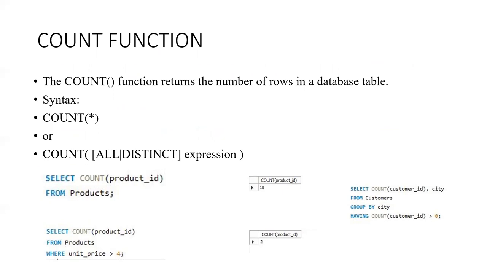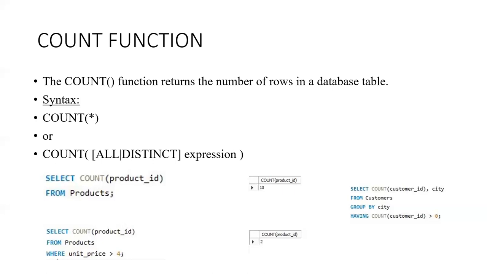So the syntax for count goes like, you can either write count of star or you write it as count of all distinct expressions. So count of star will give you the total count of all the rows in your database, and count of distinct expression is basically the unique values in your table. That count will be displayed.